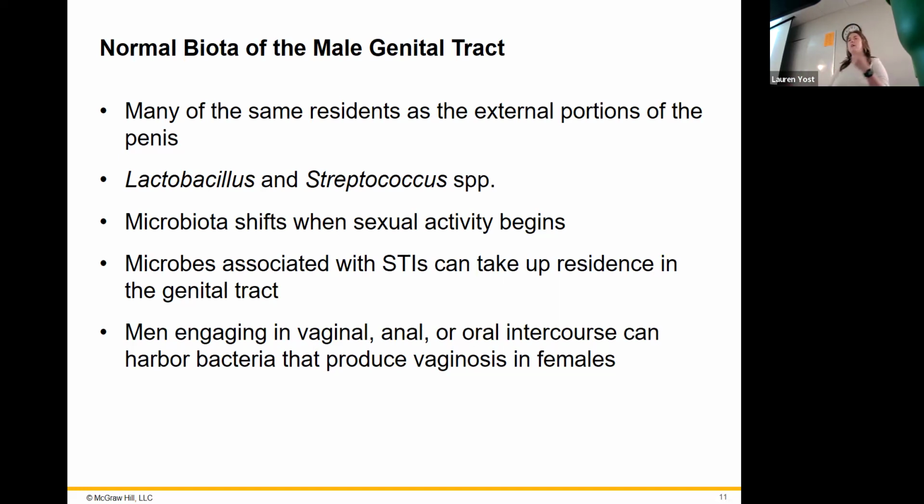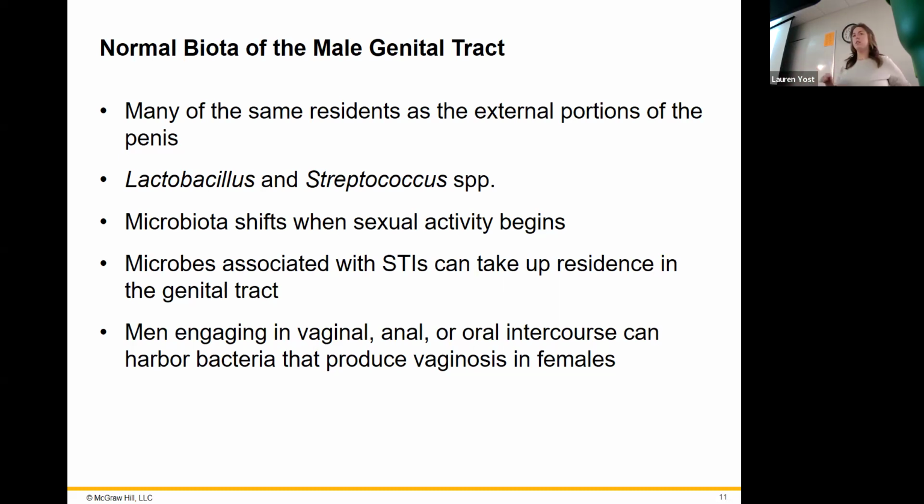So for males, we have Lactobacillus and Streptococcus in the biome, and it's going to shift when sexual activity begins. No surprise there. You're exposing one part of your body to somebody else's part of their body. Naturally, that's going to affect your biome. Men engaging in vaginal, anal, or oral sex can harbor bacteria that produce vaginosis in females.